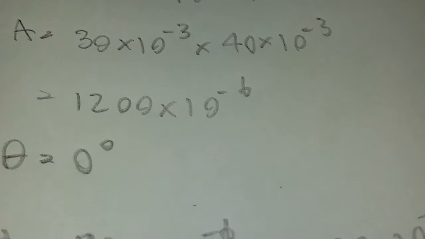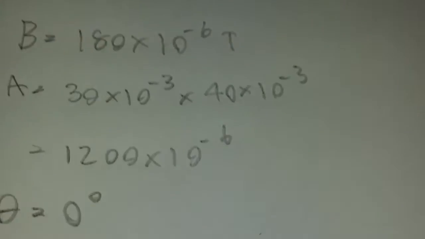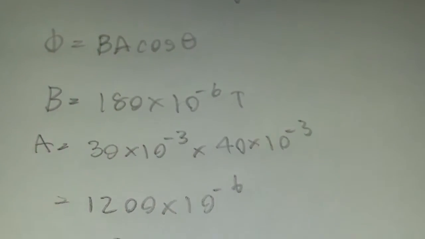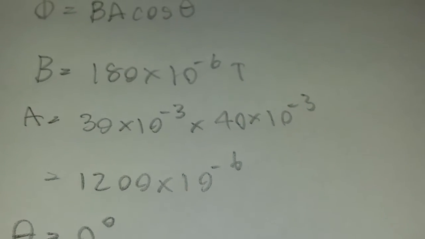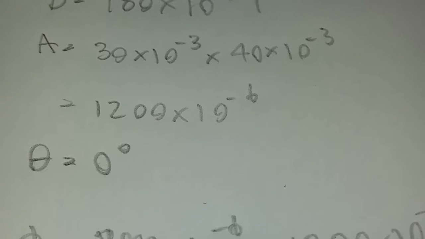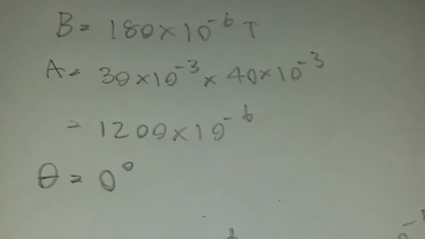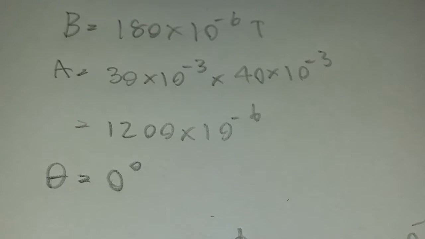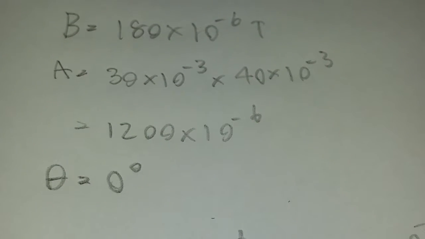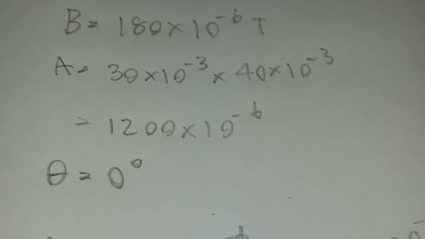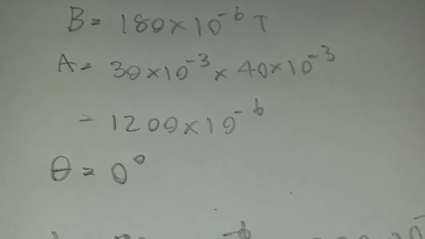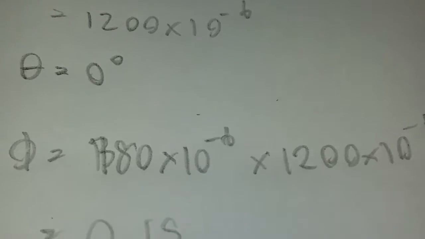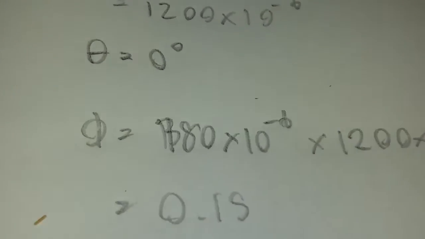The angle is 0 because it says that it's at right angle to the magnetic field. So cos 0 is 1. So we apply this to the equation: flux equals 180 times 10 to the minus 6 times 1200 times 10 to the minus 6. The answer will be 0.15 Weber.